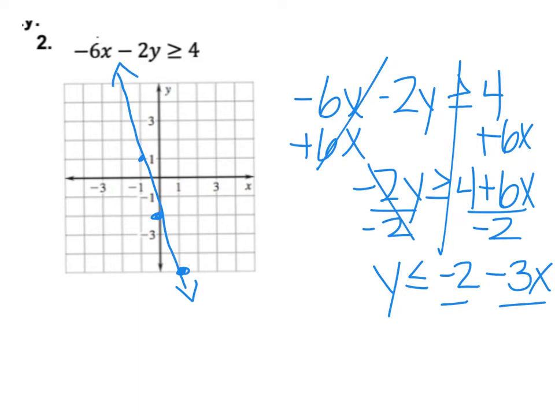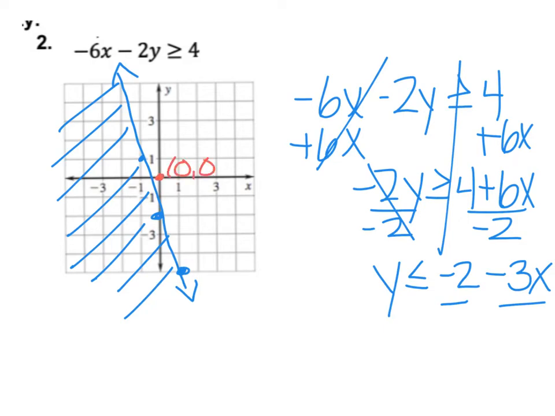And so anything that's on that line is going to be a solution, and it says less than or equal to. So anything underneath the line is going to then also be, so you're going down. Sometimes it's confusing to know which way is down and which way is up on the graph. One way to determine is to pick a point. I always pick the point 0, 0, just because it's easy to place in there.